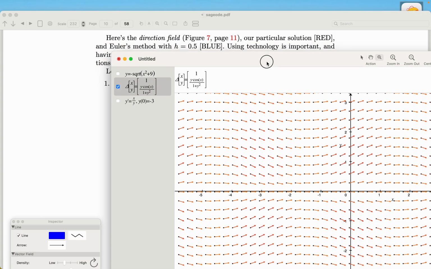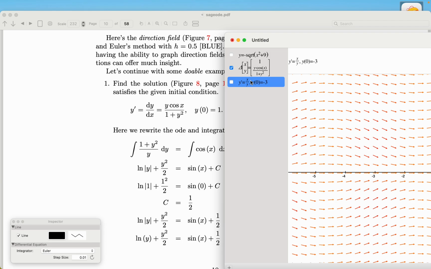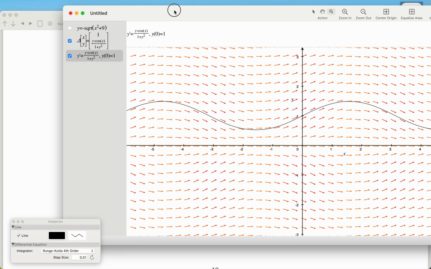Now what am I going to do now? I'm actually going to type in the differential equation now with the initial condition. And what's that going to be? Well, I've got to type it in, don't I? So it's going to be y times the cosine of x, and the bottom is going to be 1 plus y squared. And what's the initial condition going to be? y(0) is equal to 1. Let me go back over here, and I do see that waveform to it.